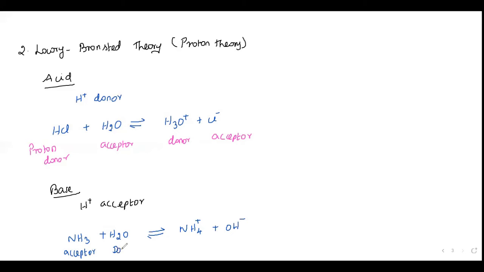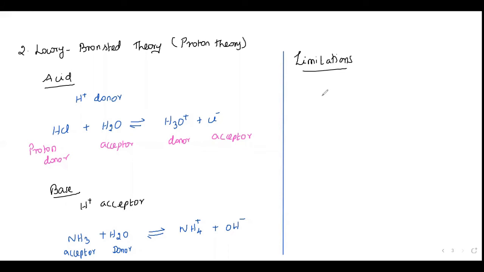Here H2O is donor. So ammonia, after accepting one H plus, will become ammonium ion. So ammonia accepting H plus, hence it is base. So according to Lewis-Bronsted theory, two concepts: H plus donor acid, and H plus acceptor base. Limitations: whether this theory successfully explained everything? No. This is also applicable to very few compounds.